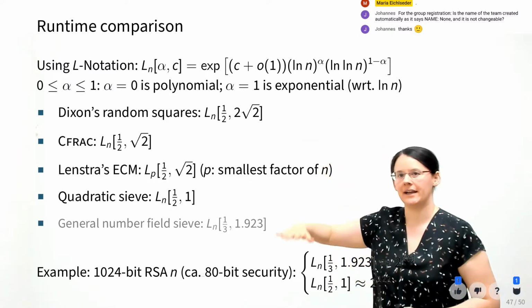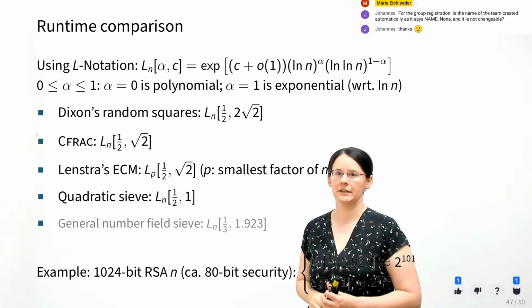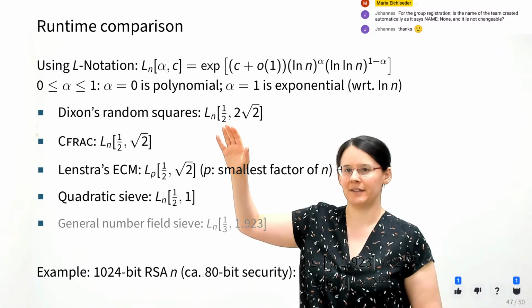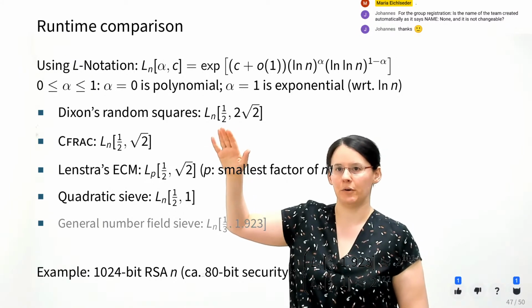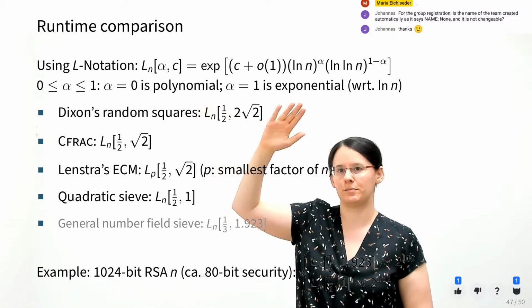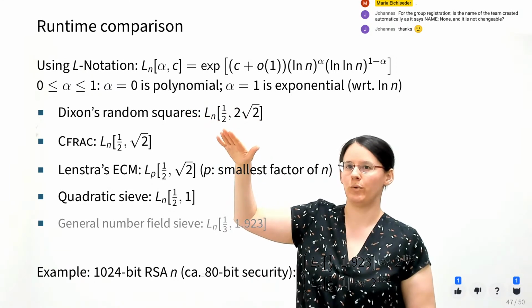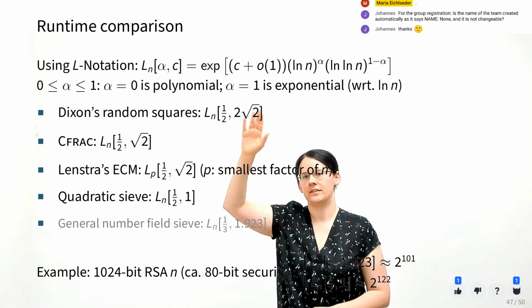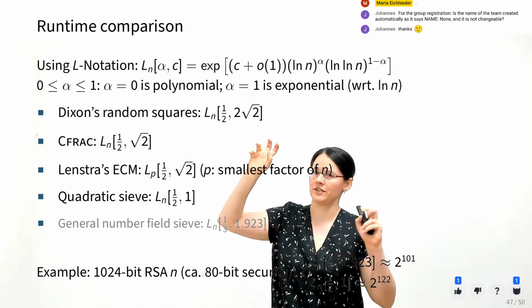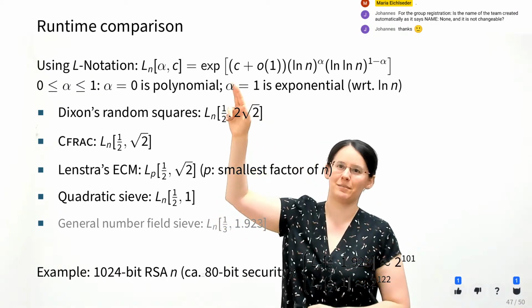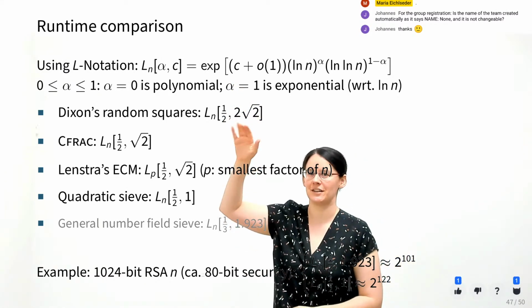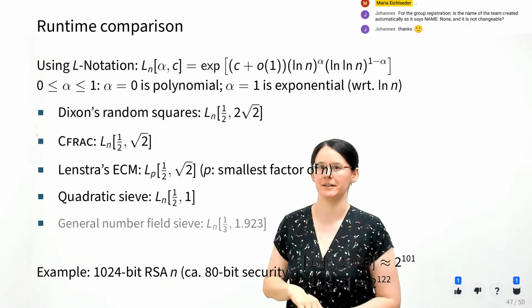And if we now look at the algorithms that we discussed today, we see that for most of them, the exponent alpha here, which decides whether it's polynomial or exponential, is 1/2. So it's somewhere in between. And there's a second value which is just a constant, but since this constant turns up in the exponent, it's a pretty crucial constant. So this in practice has a huge impact on the runtime, this constant.